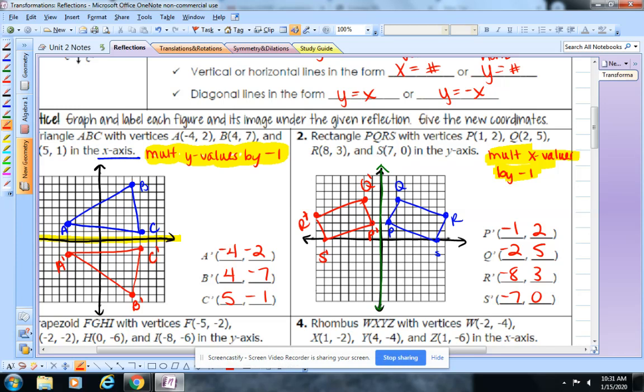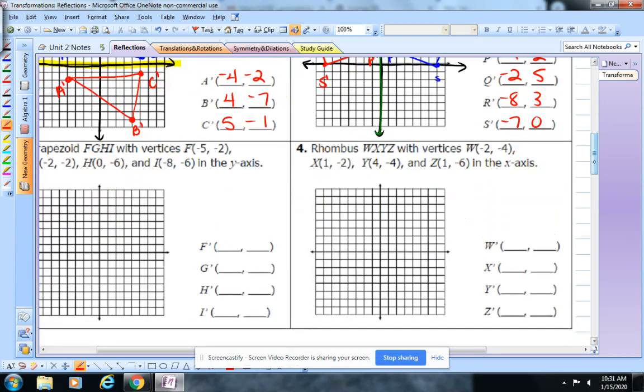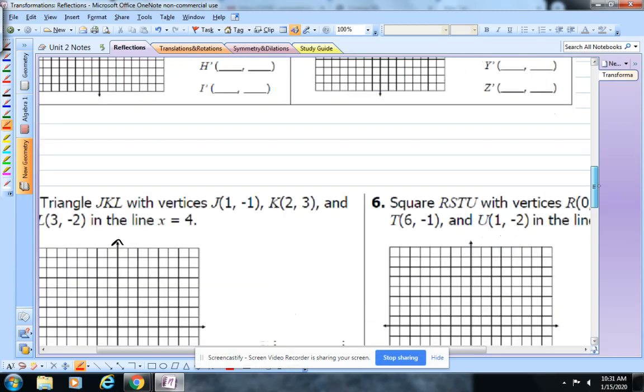Does that make sense? So any questions about reflecting in an X or a Y axis? Pretty easy, isn't it? And like I said, those have a shortcut. All right, we're going to skip the next two examples and turn to page 2, please, in your packet. Let's do some vertical and horizontal lines. So I'm going to go to problem number 5, please.